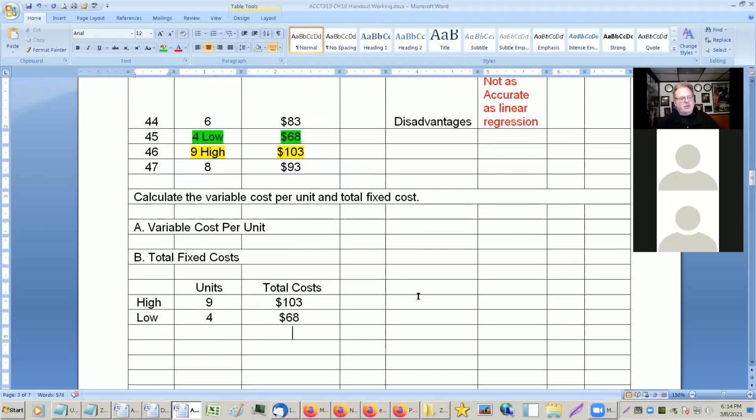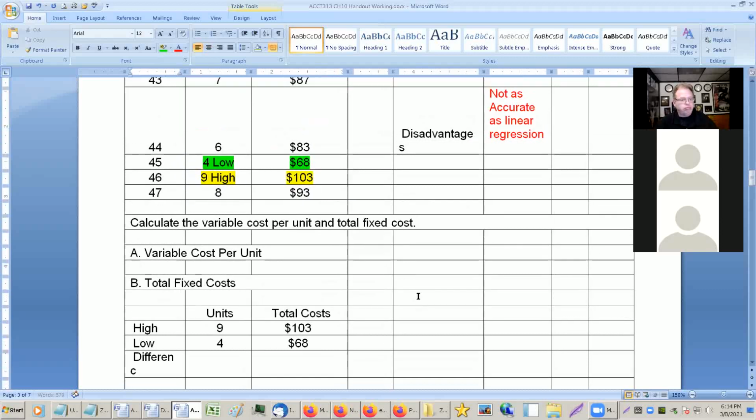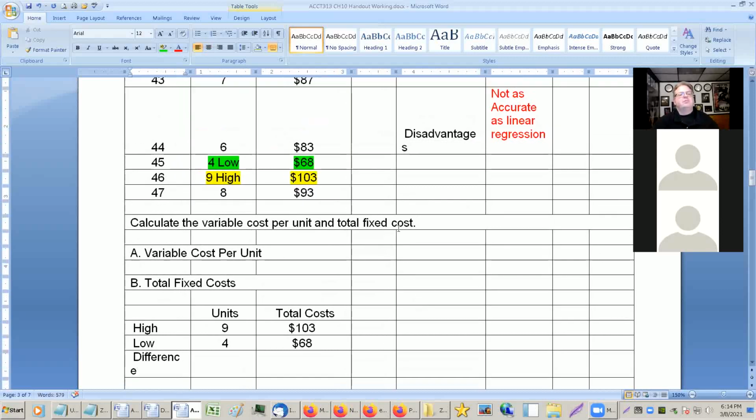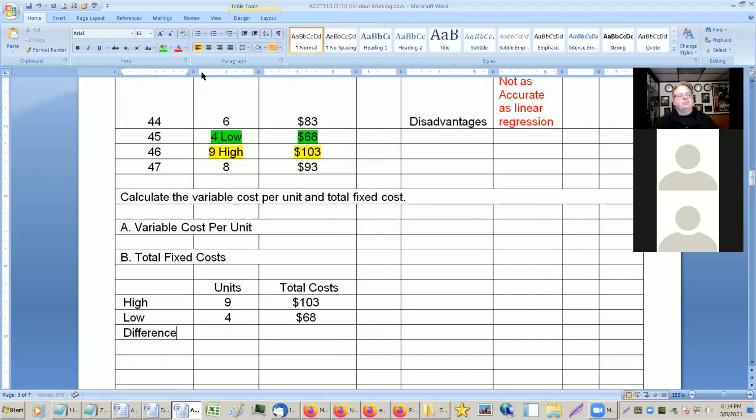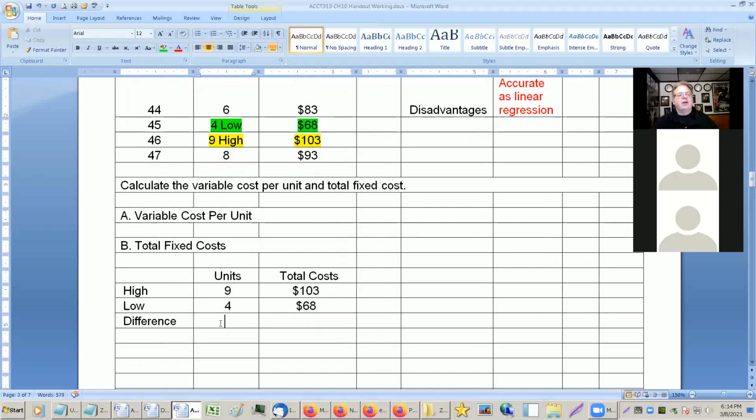Okay, now we're going to take the difference between these. My spacing's not very good here. Anyway, so we're going to subtract out these. And we're going to do this for a reason. The change in total cost. We talked about this last time. Is it due to variable cost or fixed cost? If there's a change in the total cost, it must be due to variable cost, because the fixed costs don't change.